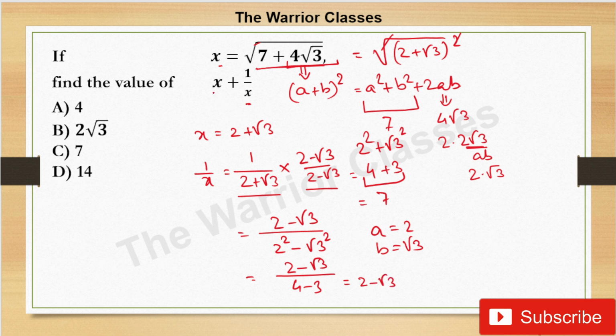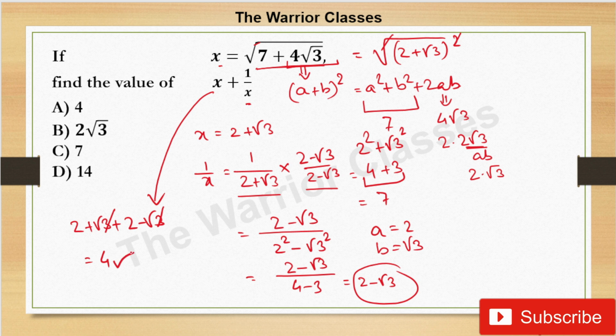Now here we will put the values of x and 1 over x. The value of x is 2 plus square root 3, plus the value of 1 by x we have calculated, which is 2 minus square root 3. Plus and minus square root 3 cancel and it is 4. So we have calculated 4. 4 is our correct answer. So option A is the correct answer.